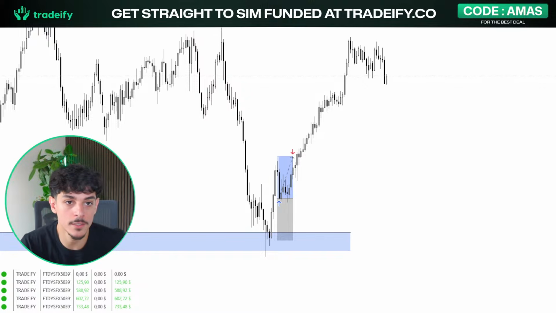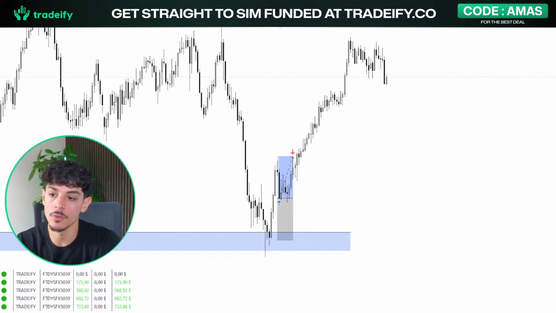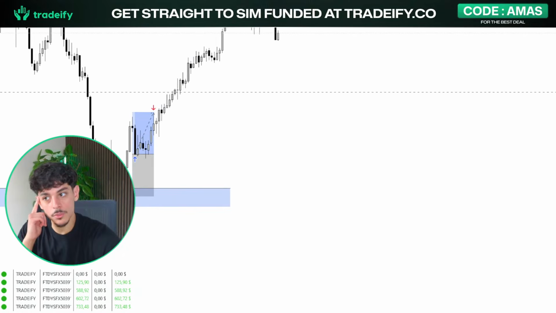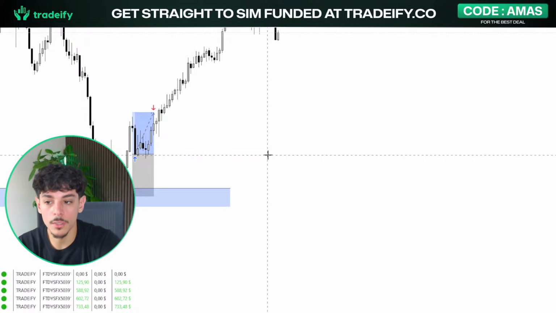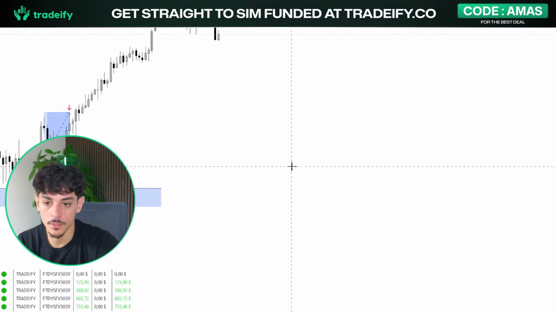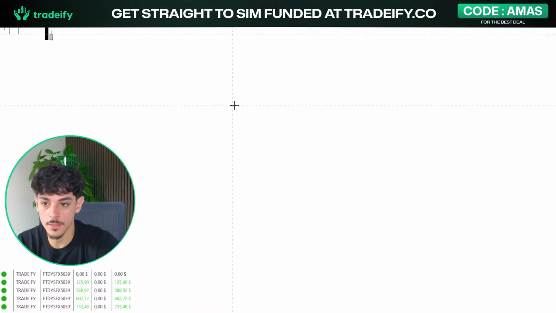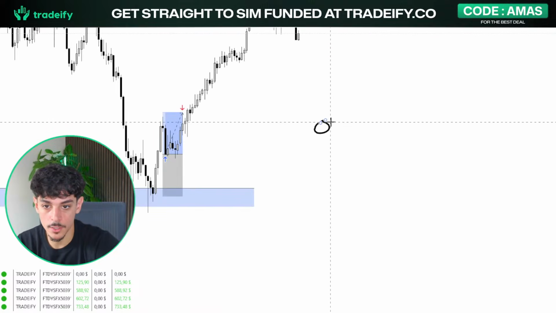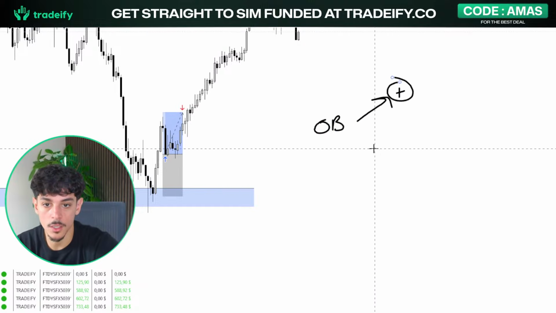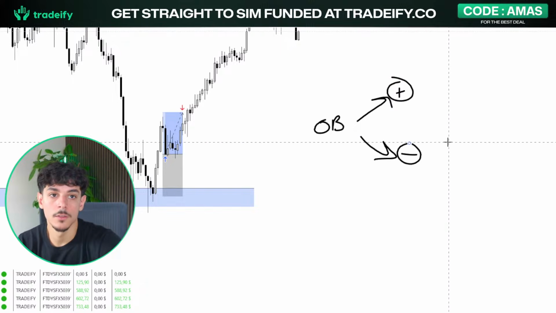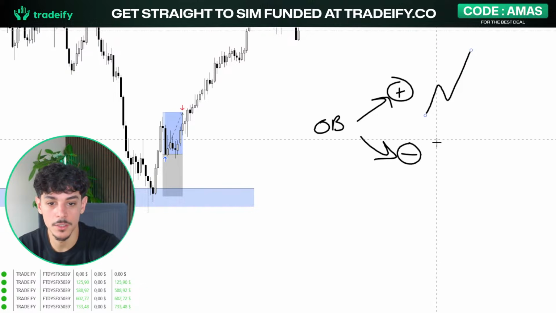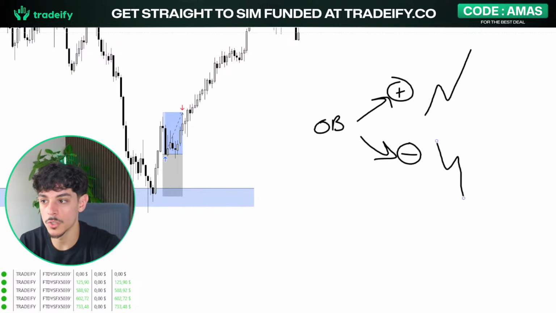How do you identify the OB in this scenario? Oh, good question. Listen, you need to understand that an order block is just a break of structure. You see them everywhere in the chart. So let's get it straight. In OB, there's two versions, the bullish and the bearish. The bullish is a break of structure to the upside. The bearish is a break of structure to the downside. What is your OB?